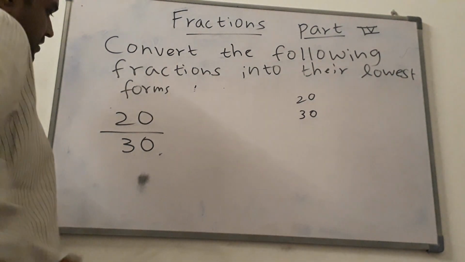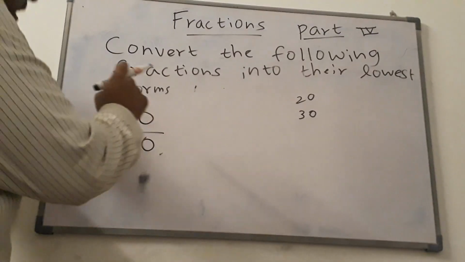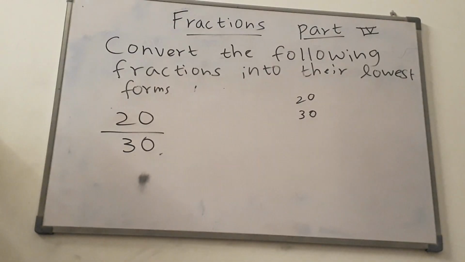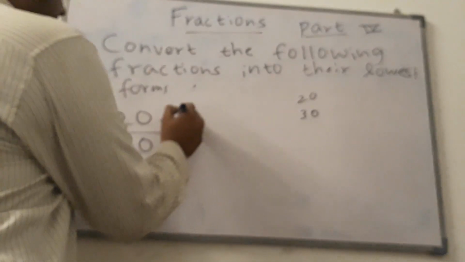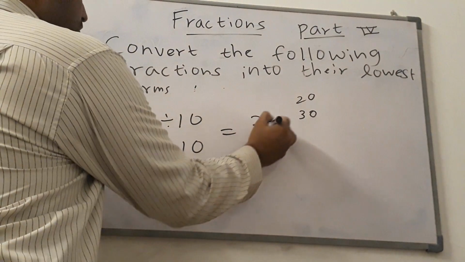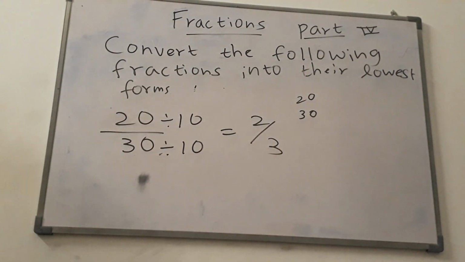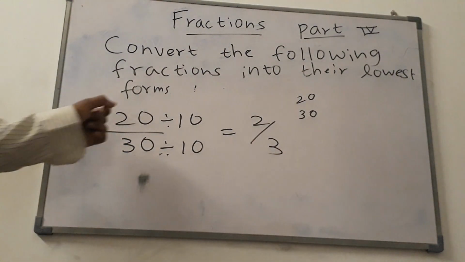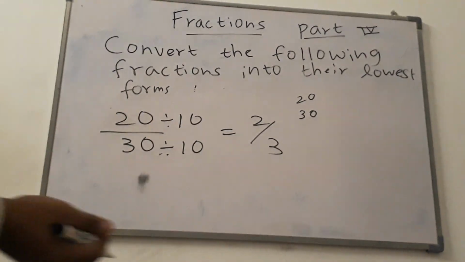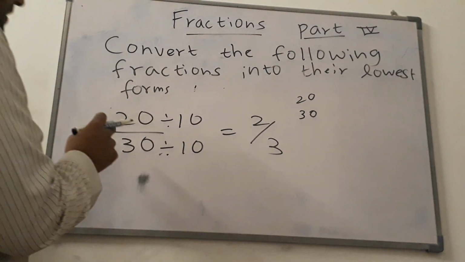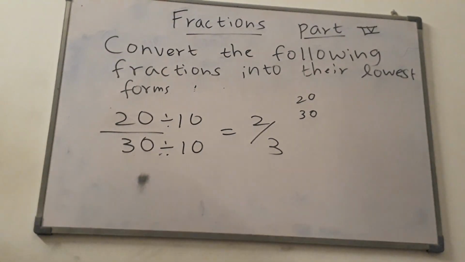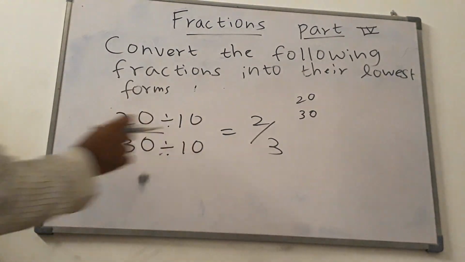What if we divide both 20 and 30 by 10? Okay, 20 by 10 and 30 by 10. So we get 2 over 3. More than that we can't simplify. As there is a 0 after 2, we can divide 20 by 10. After 3 also there is a 0. So we can easily divide 20 and 30 by 10.